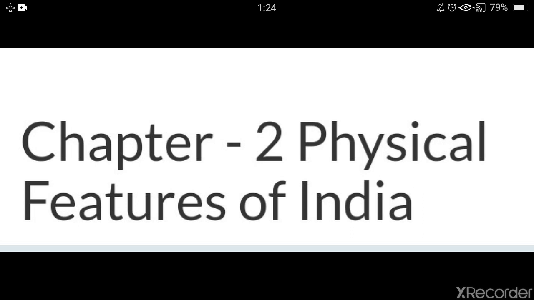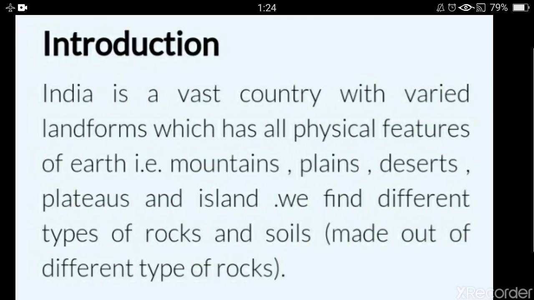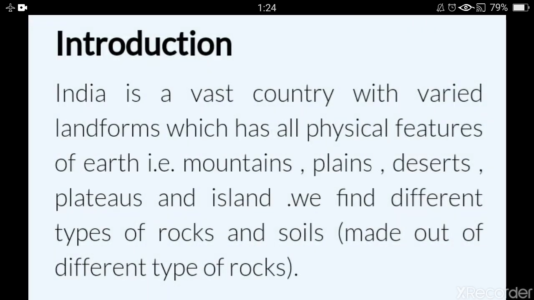So here we are, the physical features of India, chapter 2 from geography. Now, India is a vast country, we all know. We have studied in the first chapter of geography that the land area of India is 3.28 million square kilometers. It is a large country, and it has all types of physical features of the earth. It has mountains, plains, deserts, plateaus, islands, and these physical features have different types of rocks and different types of soil.